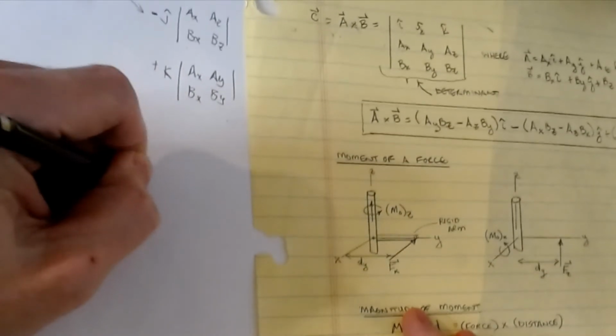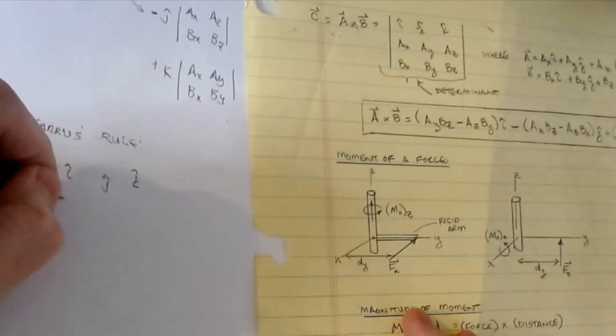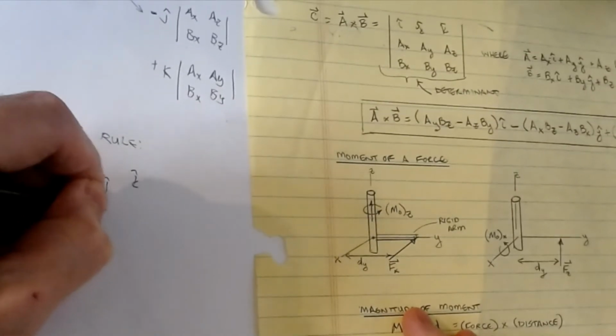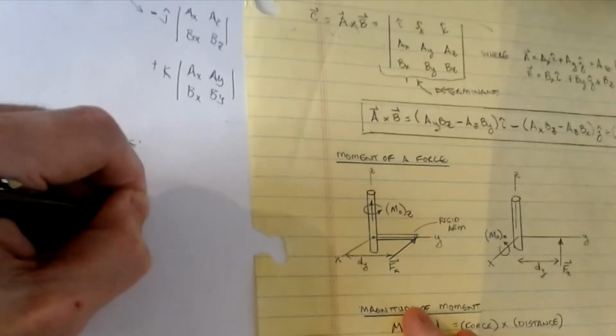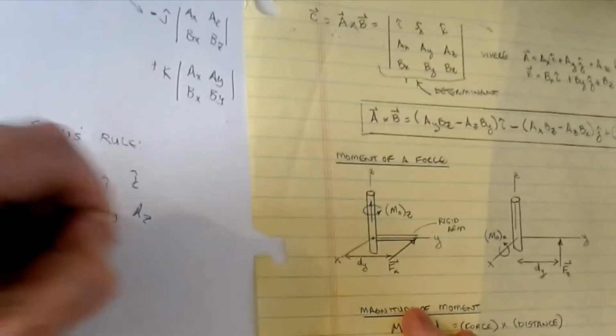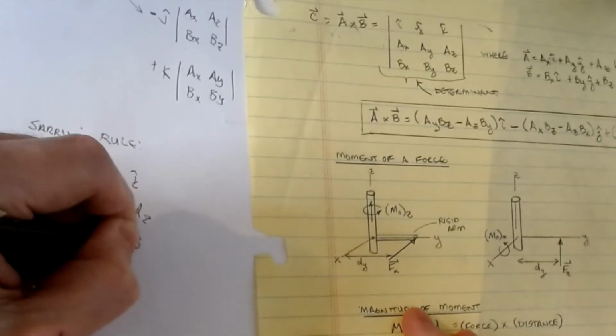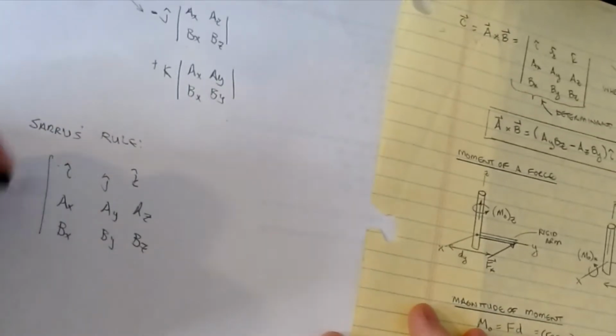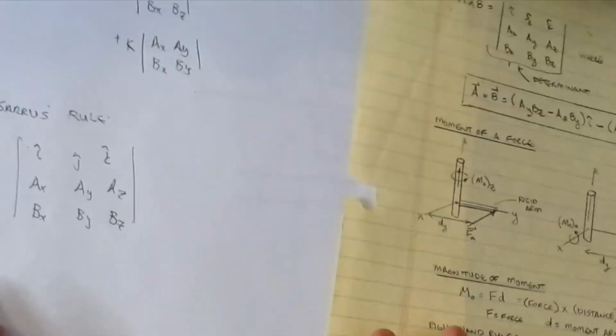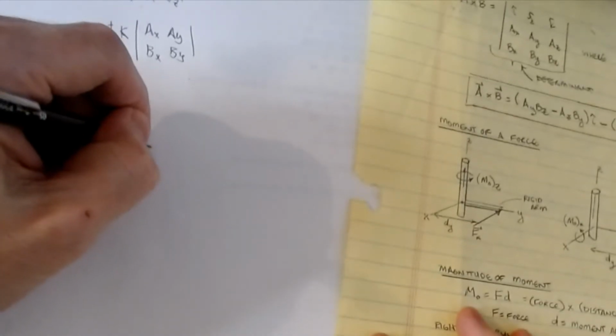I, j, k, and then do ax, ay, az, and bx, by, bz. All right, and then I'm doing a determinant on this guy. The way that you do Sarrus's rule is I basically augment this and rewrite I and j outside of it.